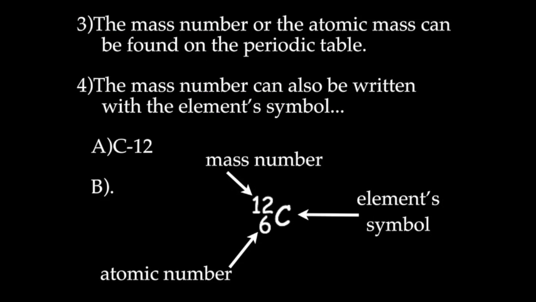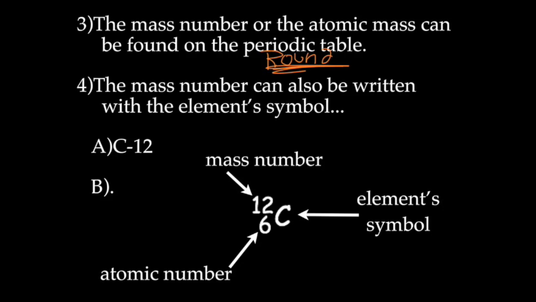The mass number, or the atomic mass, can also be found on the periodic table. Remember, however, that it's an average. So what you're going to do is round, because you can't have a fraction. So when we're doing some mathematical calculations that I'm going to show you in a minute, you need to round to the nearest whole number. Round to the nearest whole number.